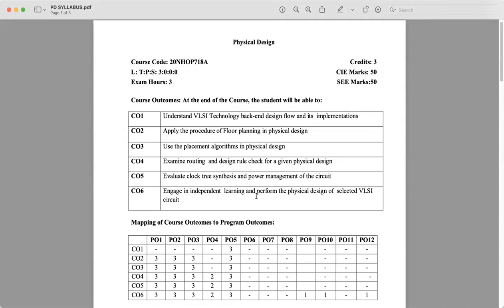So floor planning, placement, and routing. First comes floor planning, next placement, and then routing, and it goes on. It gets optimized like a loop. If it's not fine, then again you go back, you do a new placement, and then you check if everything is okay.